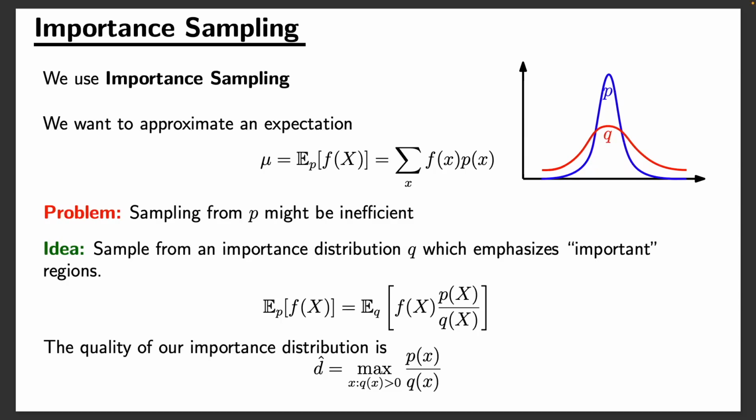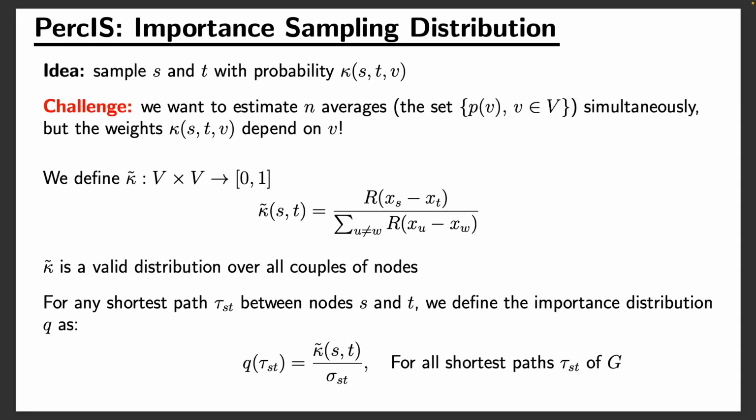A key parameter to study when designing importance distributions is the maximum likelihood ratio d hat, where d hat is equal to the maximum over all the points x on which we can evaluate the distribution q of the ratio between p of x over q of x. And when d hat is close to 1, we have a low distortion, and this allows for very good estimates. We are now ready to describe PURCHASE, and we are going to start by describing the importance sampling distribution. The idea is we want to sample a couple of nodes S and T with probability kappa of S of T of V.